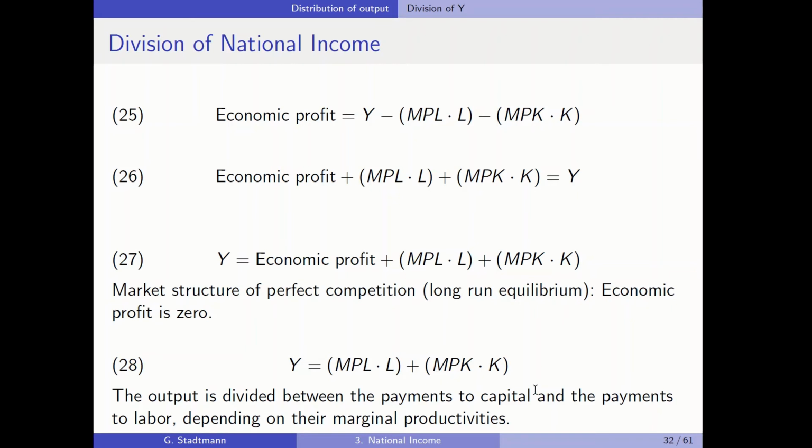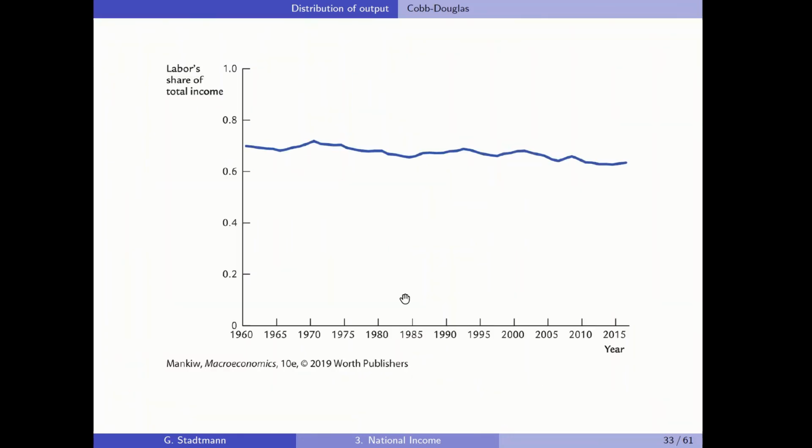A follow-up question is how much goes to the owners of the factor labor and how much goes to the owners of the factor capital. Let's have a look at some empirical evidence. Here we can see the labor's share of total income. It is related to the US and we have a line diagram over time. And one can see that this ratio is pretty stable over time. It is about 70% goes to the owners of the factor labor.